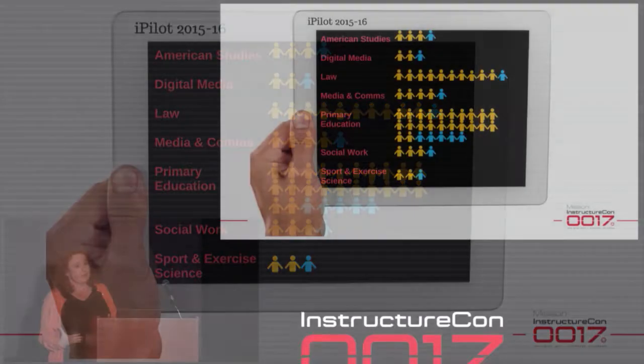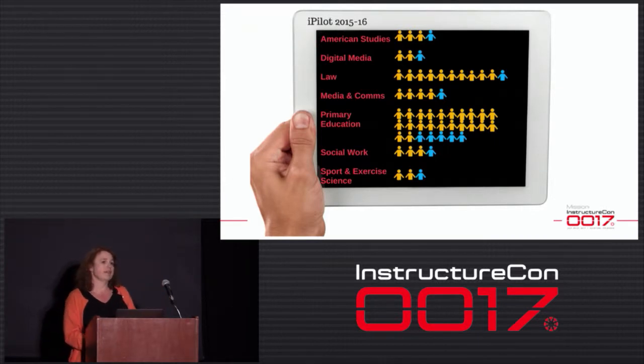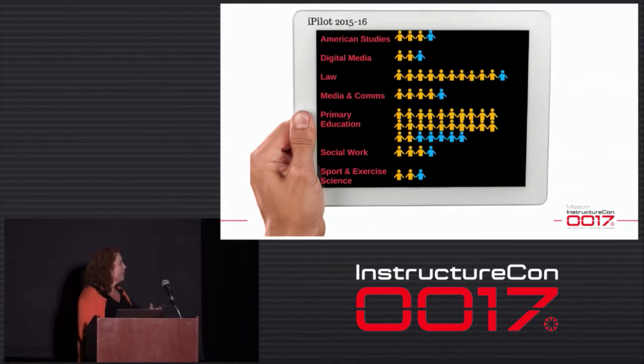So all of the programs at the university could apply to be part of the iPilot, and they had to put together a presentation on how they would use the devices and embed them in their learning and teaching. And these were the 7 programs that were successful. And as you can see, we got a really good mixture. So we had things like primary education, that was one of our larger programs, right down to some of our smaller ones. Each one of those little orange men represents 10 students, and the blue ones is 10 staff.